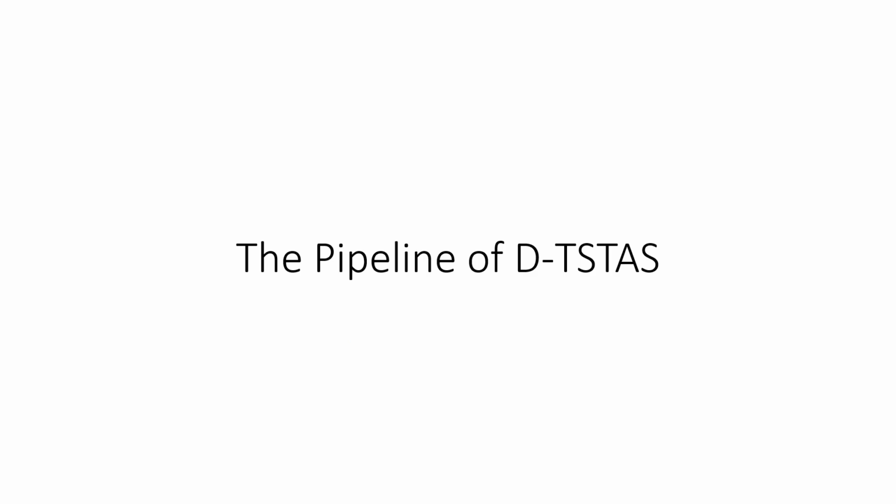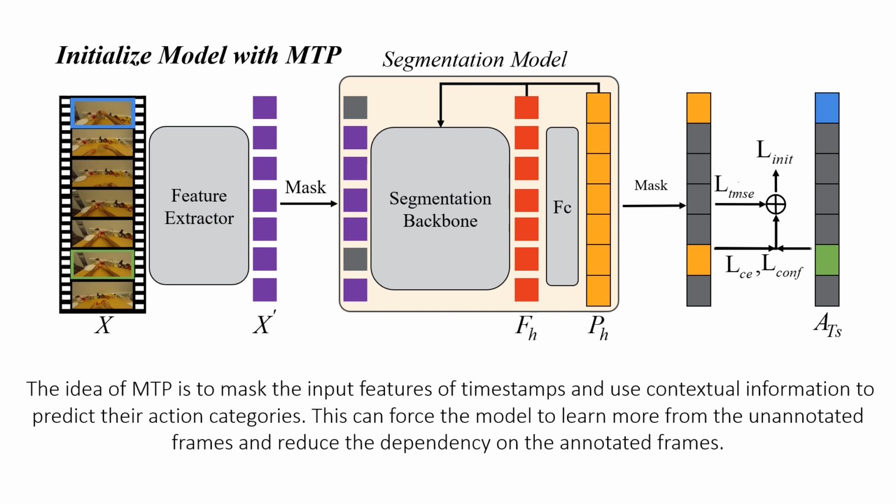Now I will illustrate the overall architecture of the DTS task and explain the main components. In the initialization phase, we introduce our method MTP module to reduce focus bias. The idea of MTP is to mask the input features of annotated timestamps and use contextual information to predict their action categories. The process of MTP module is shown in this figure.